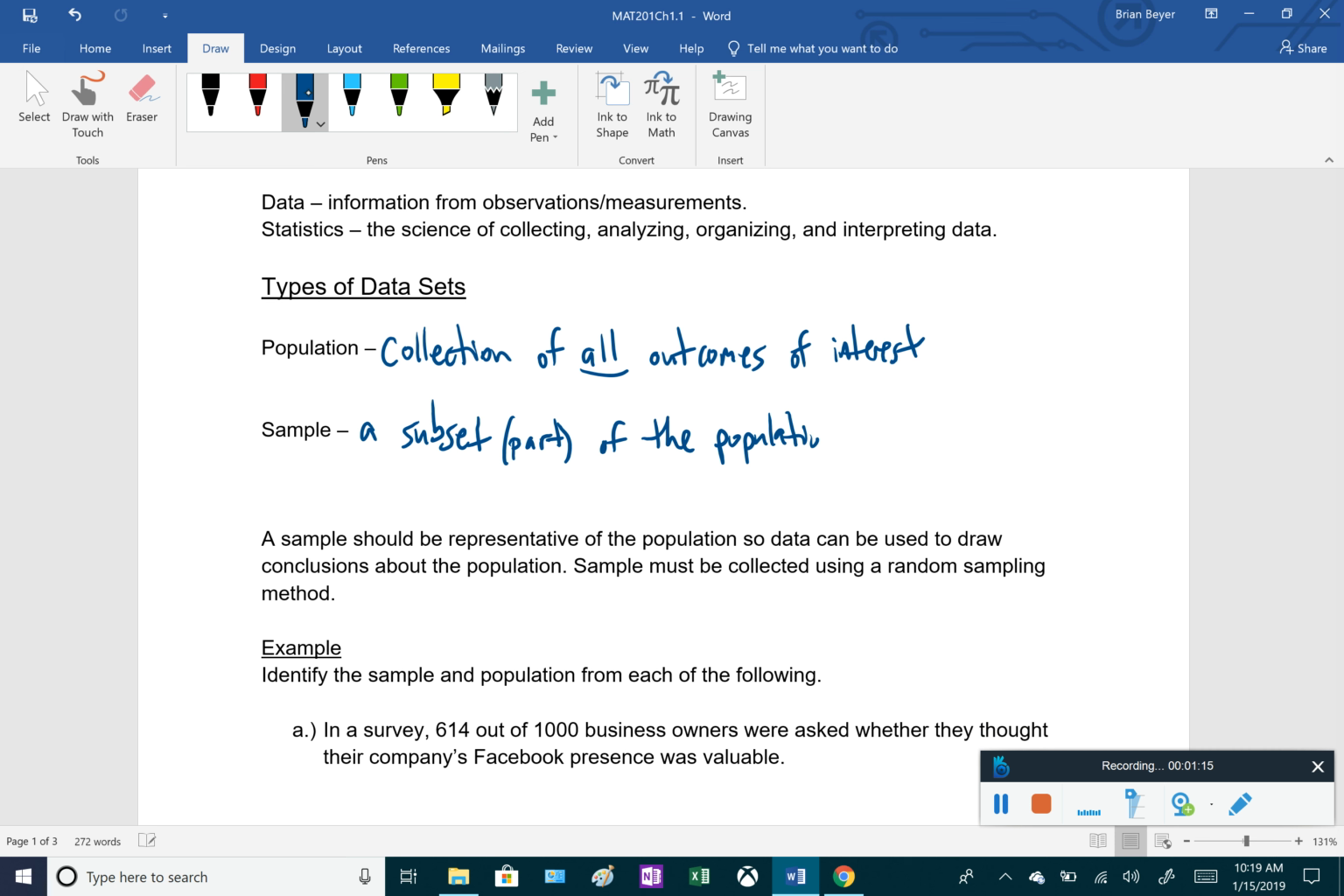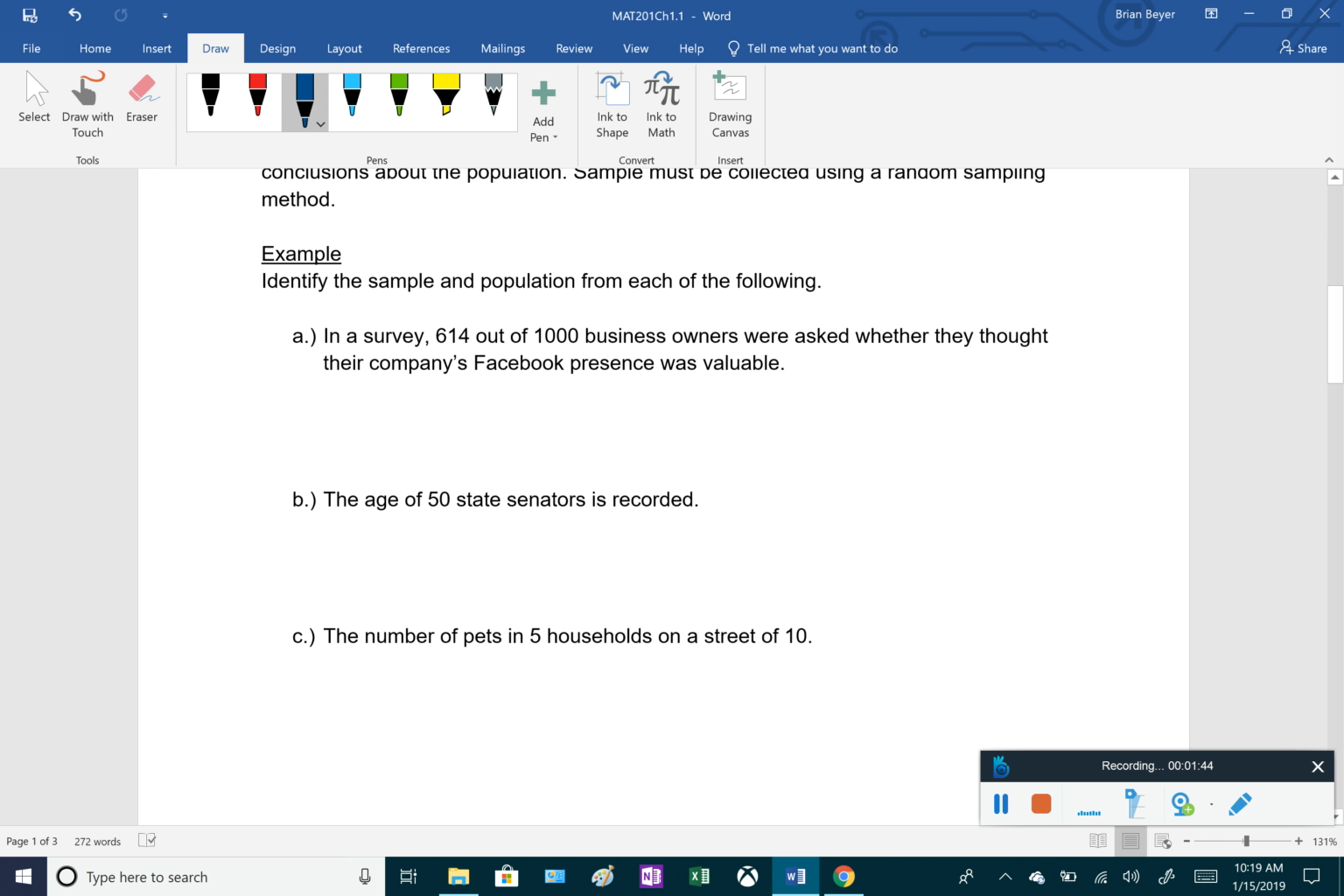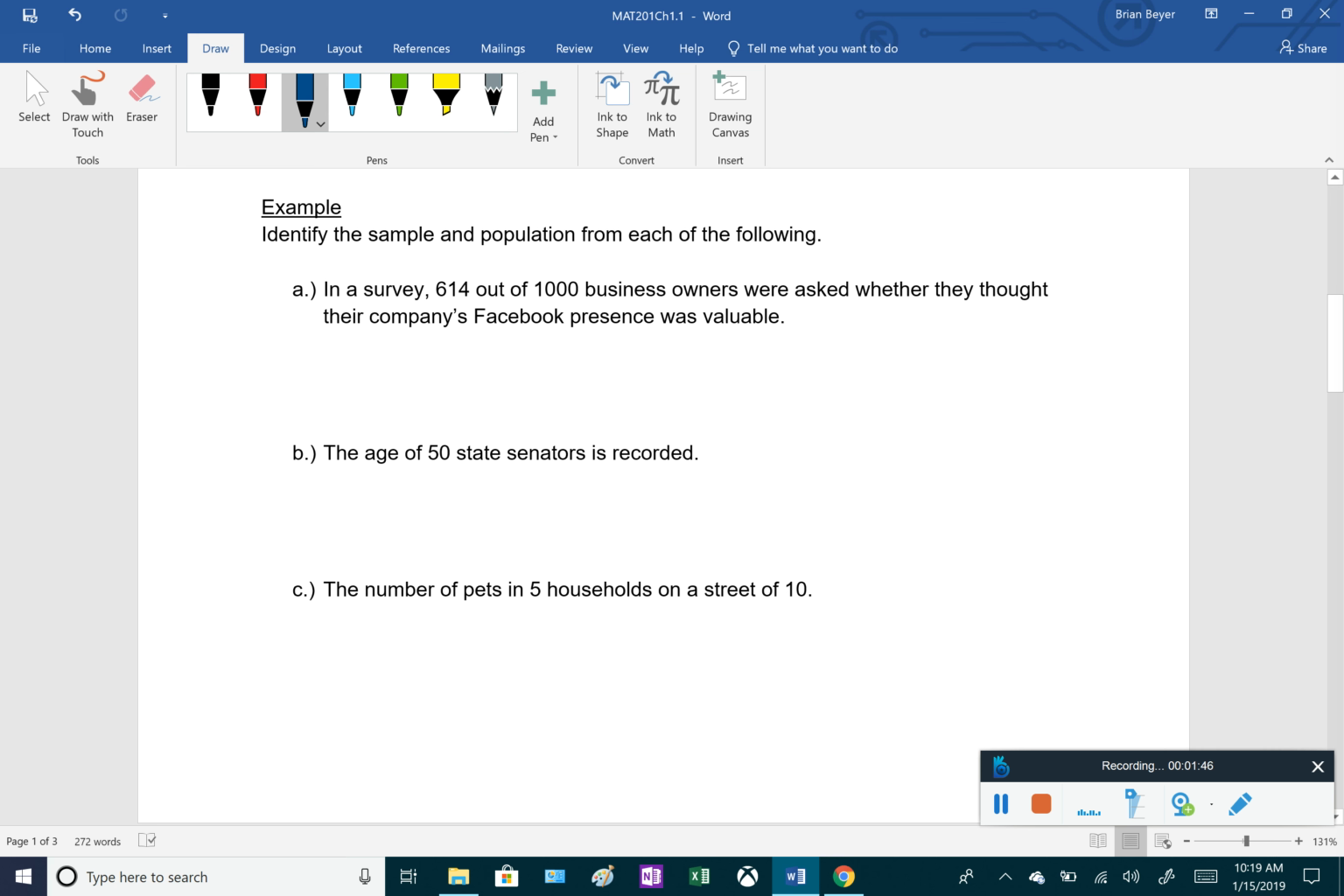So we're pretty much going to be using these terms over and over and over again. That's population and sample. So a sample should be representative of a population. So that's really, really important. And we'll kind of mention in a little bit how we actually managed to get these samples to be representative of a population. We do this using random sampling methods. Okay, so let's do a couple examples for identifying samples in populations.